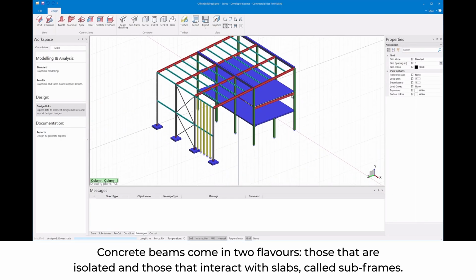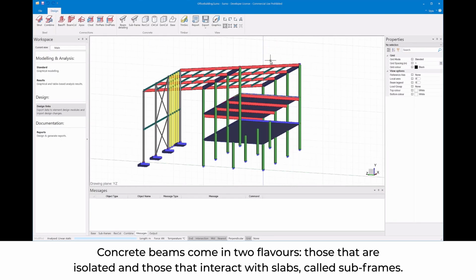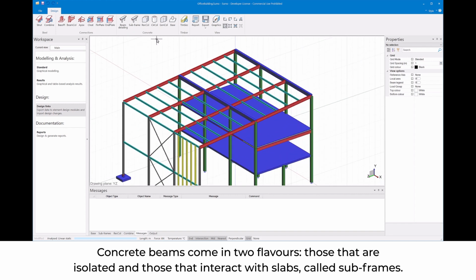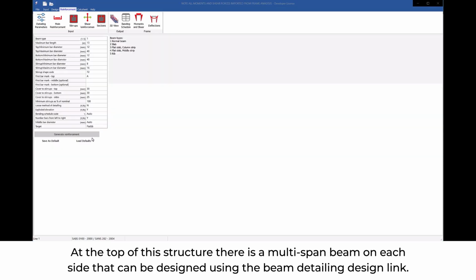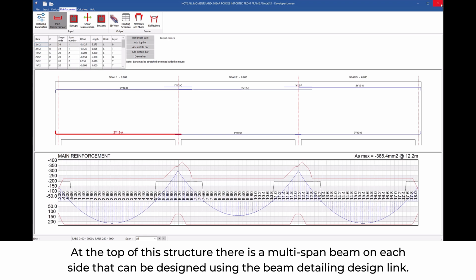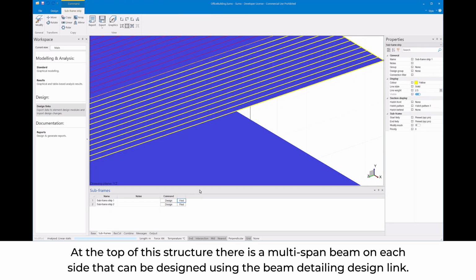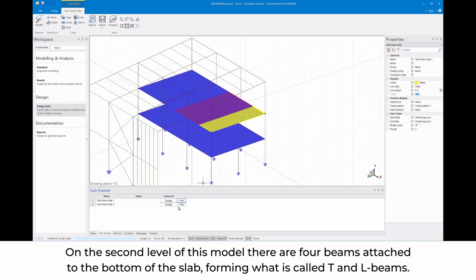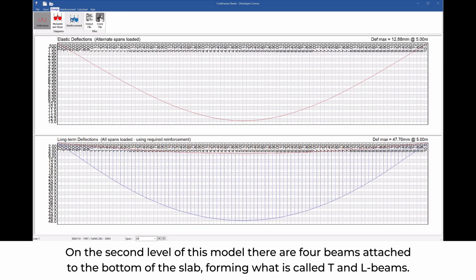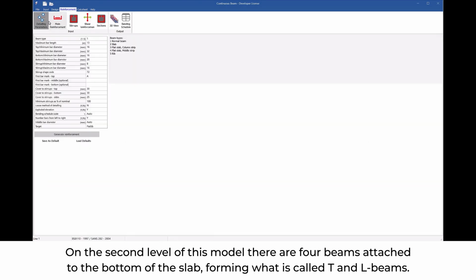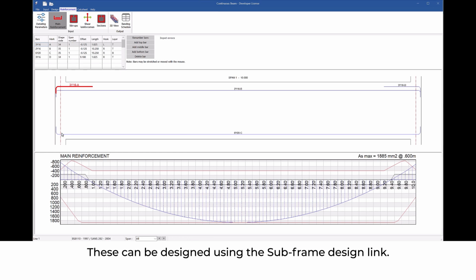Concrete beams come in two flavors, those that are isolated and those that interact with slabs, called subframes. At the top of this structure, there's a multi-span beam on each side that can be designed using the beam detailing design link. On the second level of this model, there are four beams that attach to the bottom of the slab, forming what is called T and L beams. These can be designed using the subframe design link.